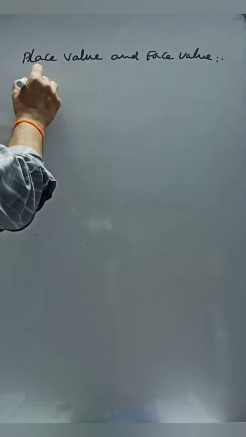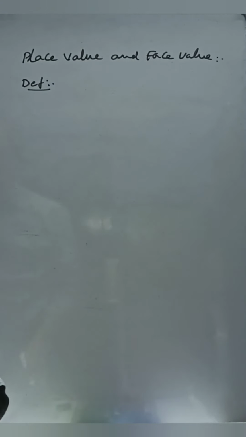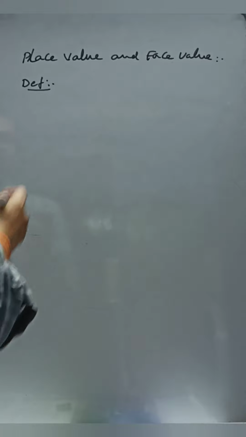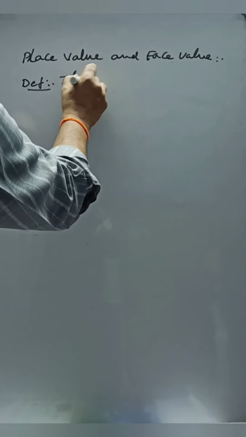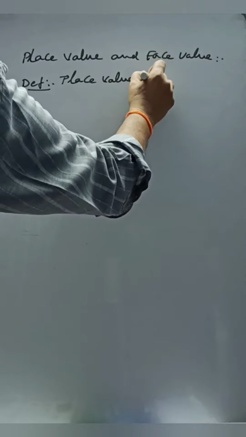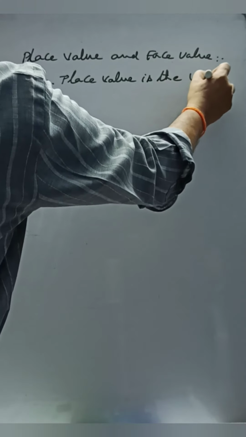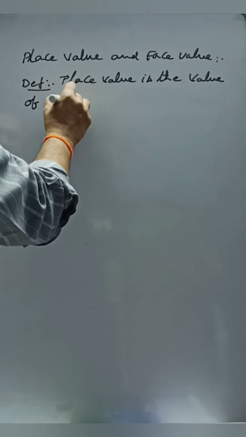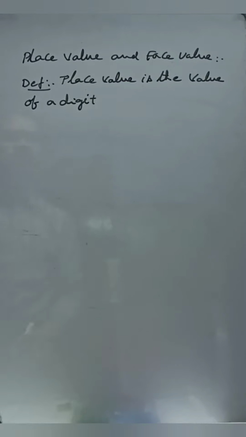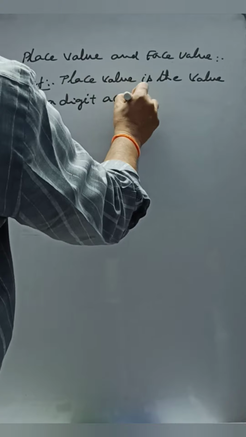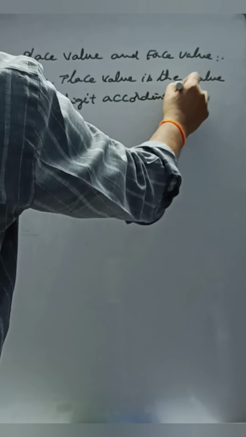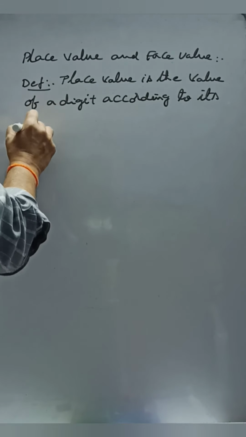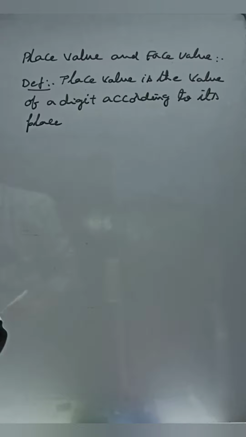First note down the definitions. Definition: place value is the value of a digit according to its place in a place value table.